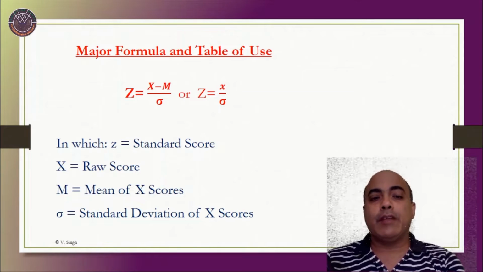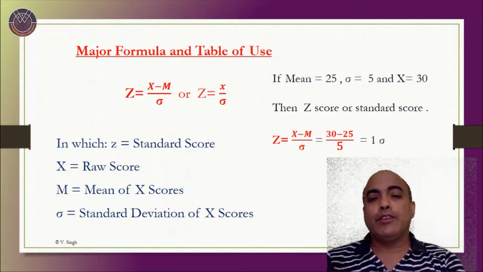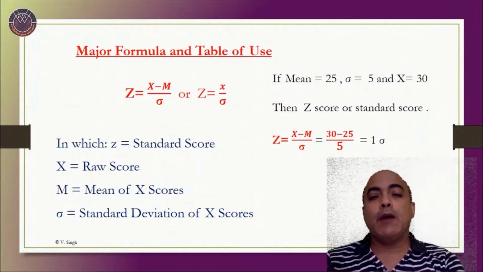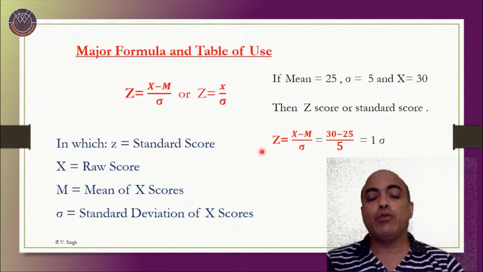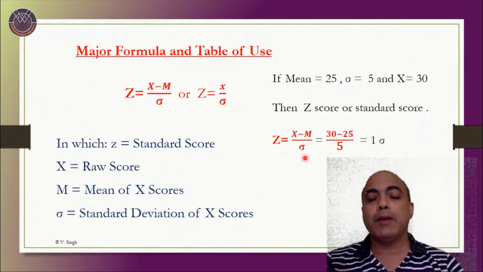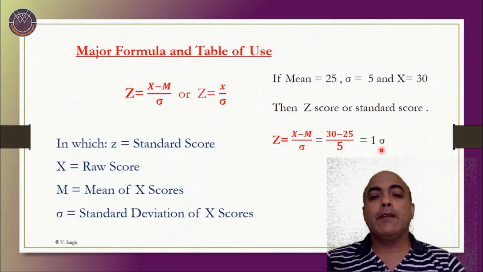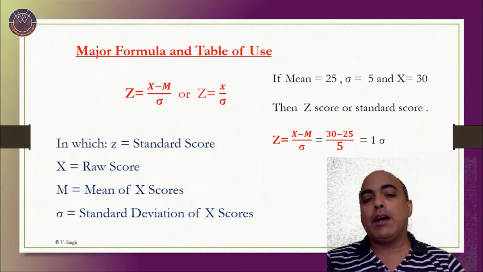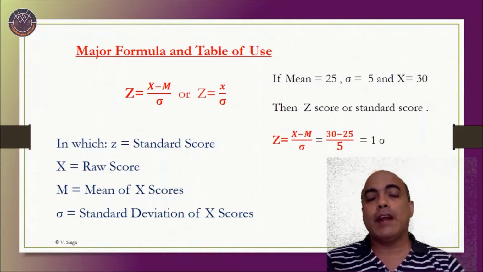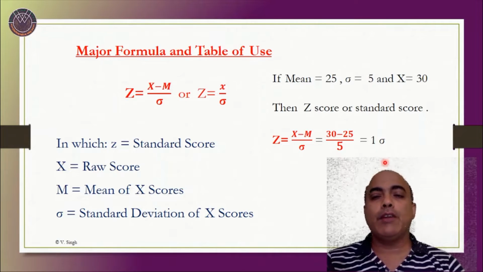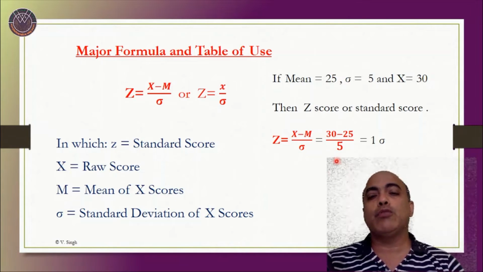So let us take one example. Suppose we have a distribution with mean 25, sigma or standard deviation 5, and x equal to 30, or raw score equal to 30. Then how to get the Z score? We will use the formula of Z score, Z equal to (x minus m) by sigma, that is equal to (30 minus 25) by 5, that is 1 sigma. So this is one of the important formulas for calculating Z score or standard score. In the majority of problems based on normal distribution, we need to convert the raw scores into Z scores. So this formula we will be using for calculating the standard scores.